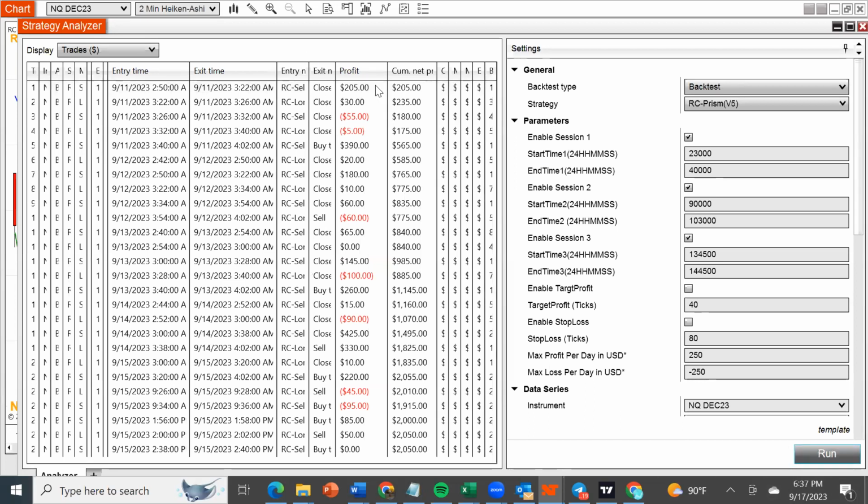So same thing, 205, 235. Then again there was a loss. Then it made from 175, it made a 390 profit, so 565. So it got closed.